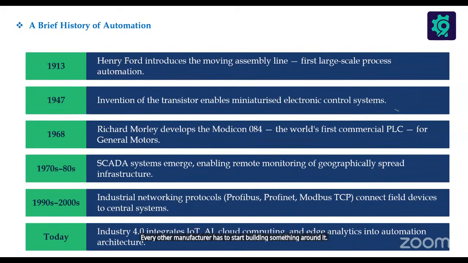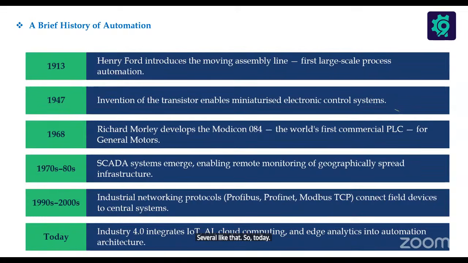Then SCADA systems also emerged, enabling remote monitoring of geographically spread infrastructure by 1970, right? Then by 1990, we started having different industrial network protocols that you can use to connect your field devices. You have Profibus, Profinet, Modbus, several like that.